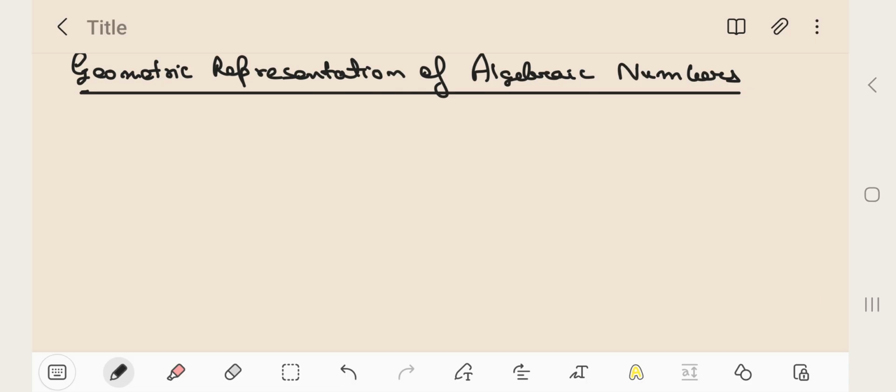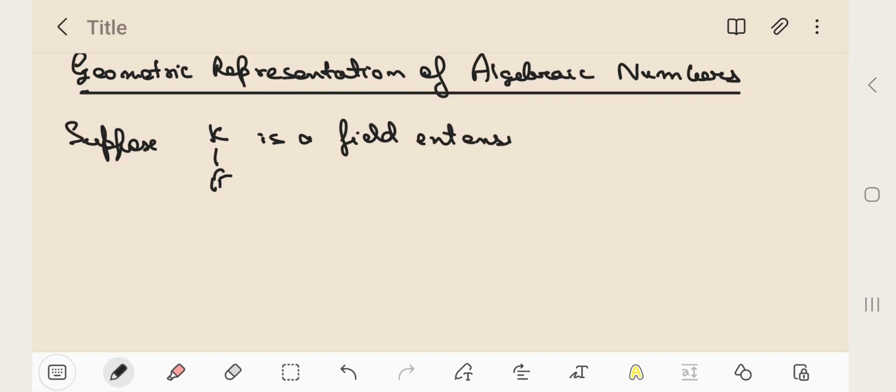So on a general note, we have what we call algebraic elements. So suppose K over F is a field extension. Simply speaking, F is a subfield of K. Okay. K is a field and F is a subfield of K. This we call that K is a field extension of it.